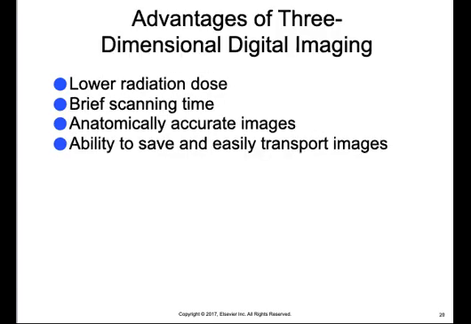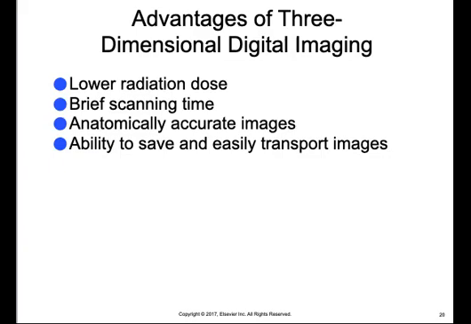Some of the advantages of three-dimensional digital imaging are that, compared with traditional medical CT scans, CBCT imaging involves a much lower radiation dose to the patient. Also, it has a brief scanning time. With some machines, cone beam data can be acquired with a quick 8 to 10 second scan. This short exposure time decreases the chance for motion artifacts to occur and encourages a high level of patient cooperation.